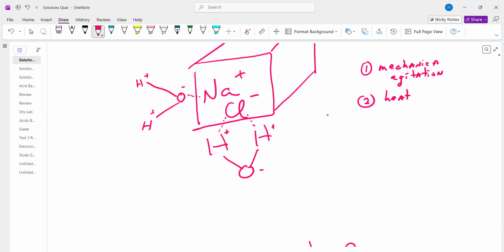What happens when you are Italian? The motion of those particles increases.